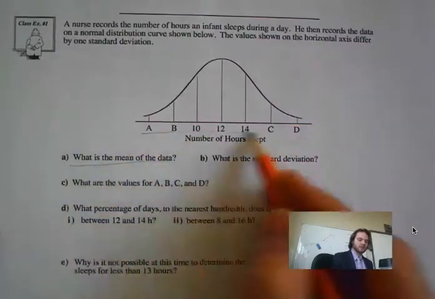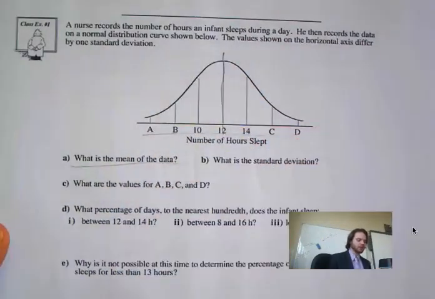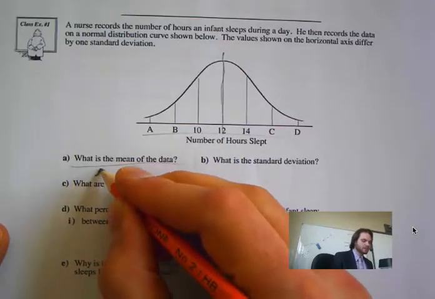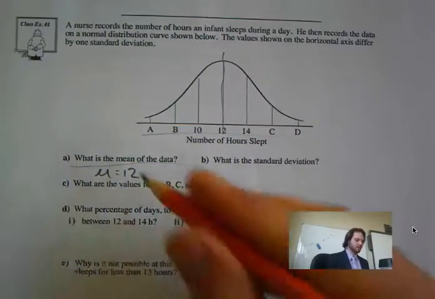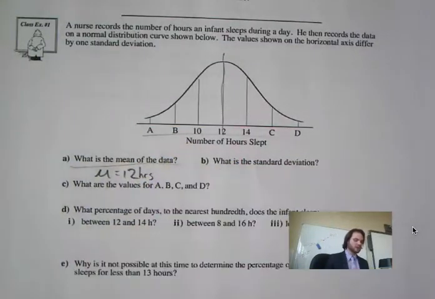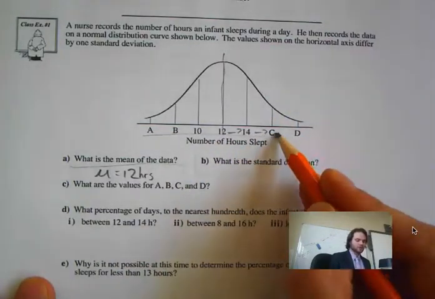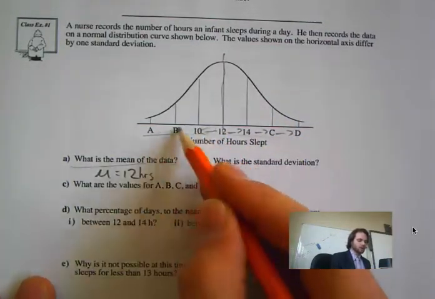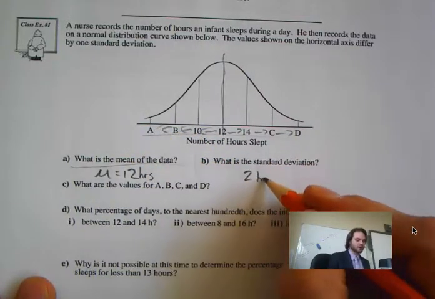Oh, this, by the way, is our standard deviation. What is the mean of the data? Well, that is my line of symmetry. Right there's my line of symmetry. So my mean is equal to 12. That's 12 hours of sleep. Okay? Next one says, what is the standard deviation? Well, I look at this. I'm always counting by 2 this way. And this here, I'm going by 2 down. So my standard deviation is 2 hours.